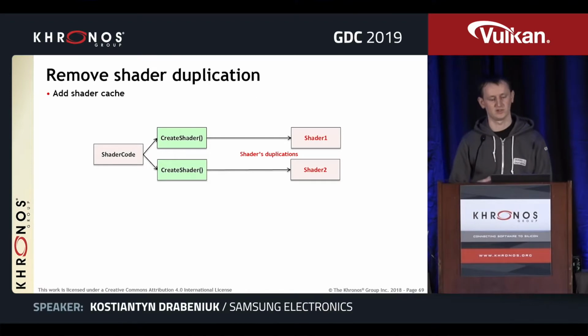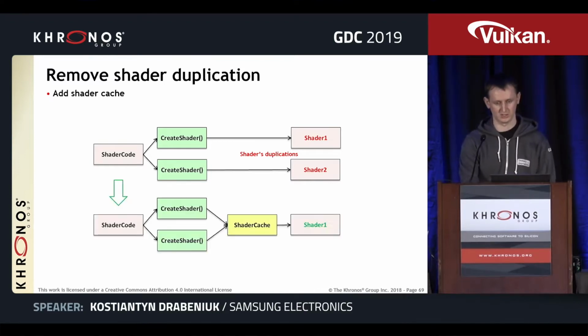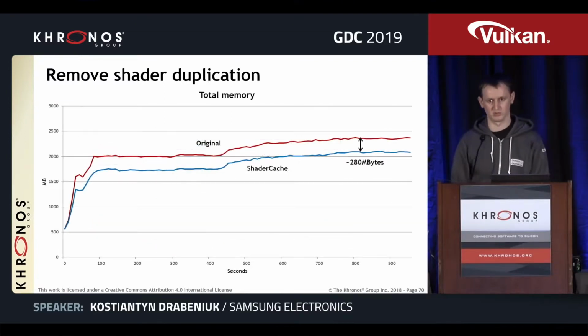So Unreal frequently requests to create a shader with the same shader code as an already created shader. Such duplication also causes PSO cache misses. So we added a shader cache and shader duplication was removed. And memory was also saved, about 280 megabytes.